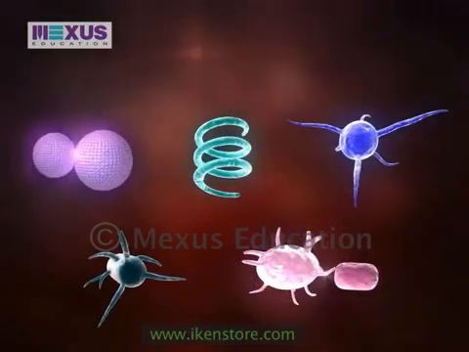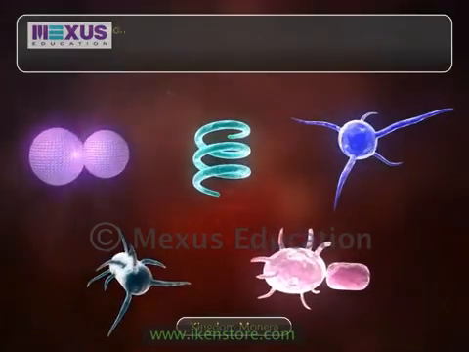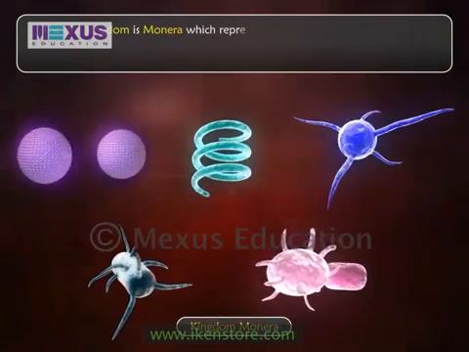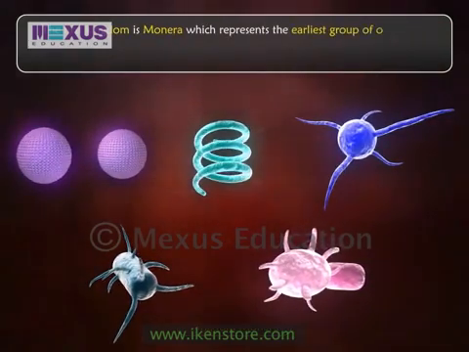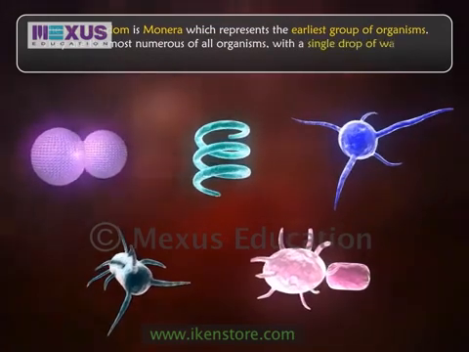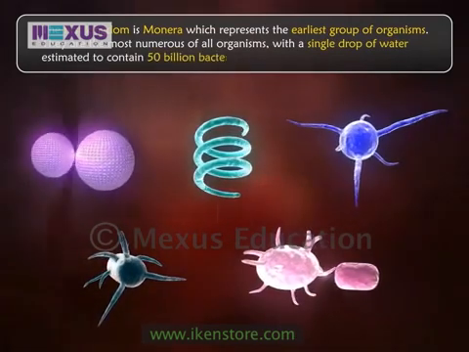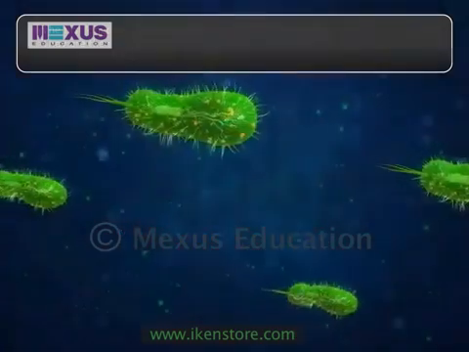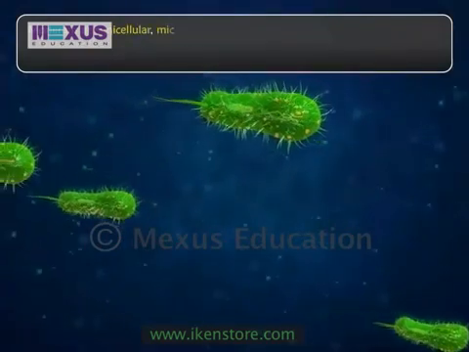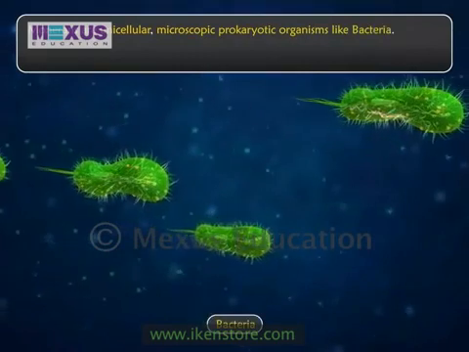Let's look at each kingdom one by one. The first kingdom is Monera, which represents the earliest group of organisms. They are the most numerous of all organisms with a single drop of water, estimated to contain 50 billion bacteria. Monerans are unicellular, microscopic prokaryotic organisms such as bacteria.